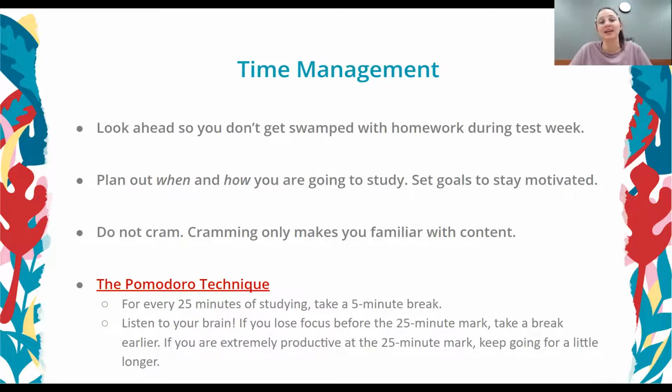The next thing would be planning out when and how you're going to study. I think a trap that a lot of students fall into is we say, I'm going to study today from 2 to 4 p.m. Great. What are you going to do, right?